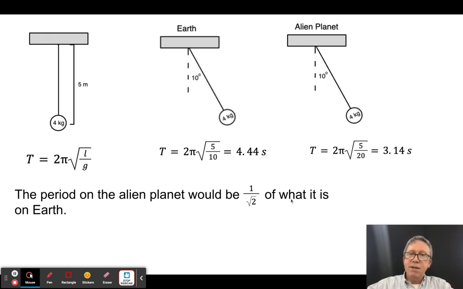What about the period? Okay, so the period, remember, is 2 pi square root of L over G for a pendulum. I didn't change the L, but I did change the G. I doubled the G. So I should find that it should be a smaller period by 1 over root 2, because see here, when I say 2 pi times square root of 5 over 10, I get 4.44 seconds. I do that on my alien planet. Since I've doubled the denominator, I get a period of basically 3.14 seconds, which means it went down by a factor of root 2.